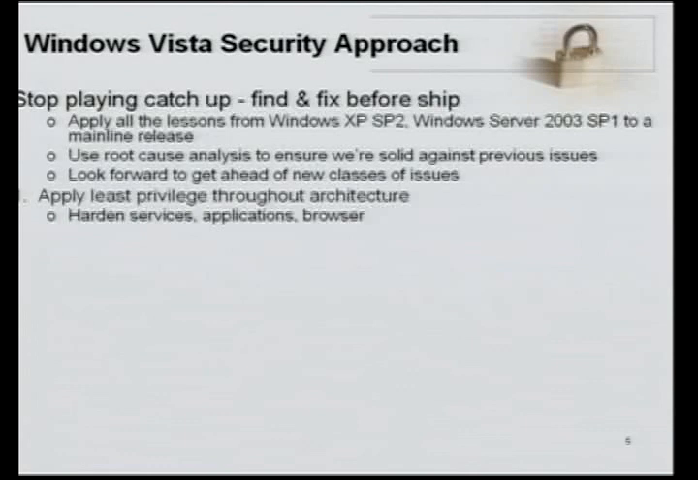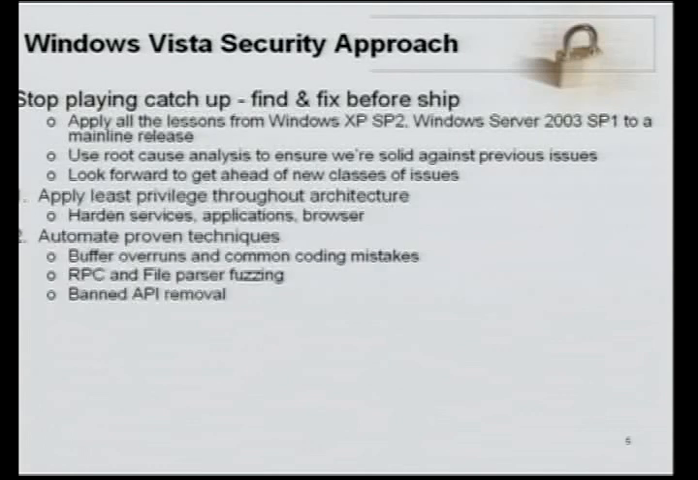So the overall security approach, the way I like to think about it is really four major tactics. The first is really to go take this concept of least privilege and go apply it consistently throughout the architecture of Windows. And so Vista has probably the biggest reduction in privilege level of any Windows release ever. And we've taken this concept of least privilege and applied it to applications, things like the browser, and also services. And I'll spend a little bit of time talking about that.